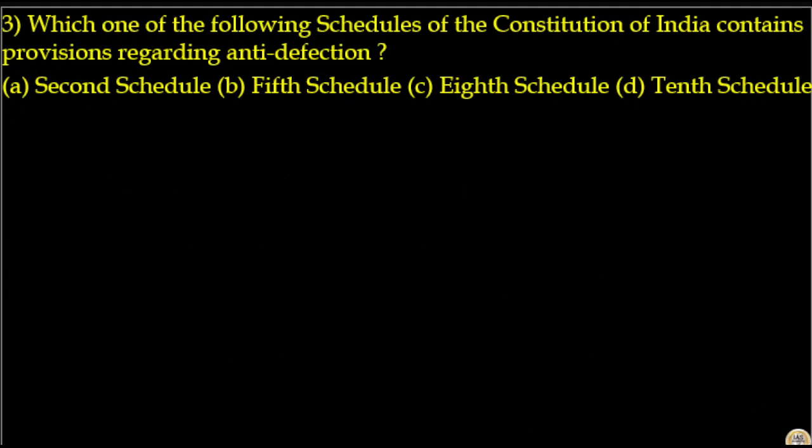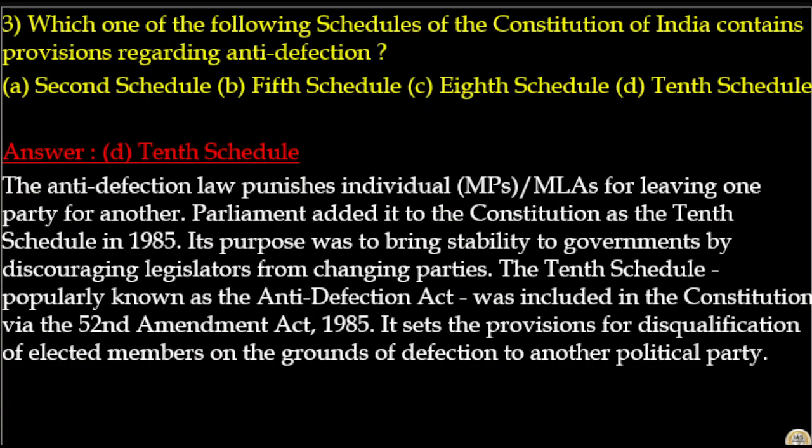Which one of the following schedules of the Constitution of India contains provisions regarding anti-defection? Options are 2nd Schedule, 5th Schedule, 8th Schedule and 10th Schedule. The answer to this question is option D, 10th Schedule. The anti-defection law punishes individual MPs or MLAs for leaving one party for another. Parliament added it to the Constitution as the 10th Schedule in 1985. Its purpose was to bring stability to government by discouraging legislators from changing parties. The 10th Schedule, popularly known as the Anti-Defection Act, was included in the Constitution by the 52nd Amendment Act 1985. It sets the provisions for disqualification of elected members on the ground of defection to another political party. So the answer to this question is option D.